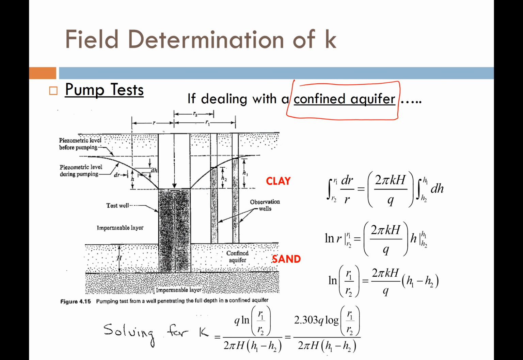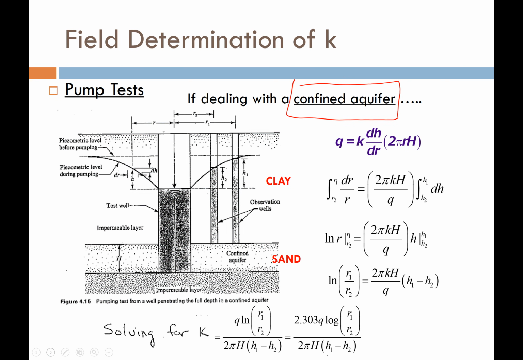Meaning that the groundwater is actually restricted. Even though there is water shown here in the clay, it's not really seeping into the borehole through the clay. It's seeping in through the sand because it can't seep fast enough through the clay to get into the borehole with our pump. So if this is the case, then we have to account for this confined aquifer.